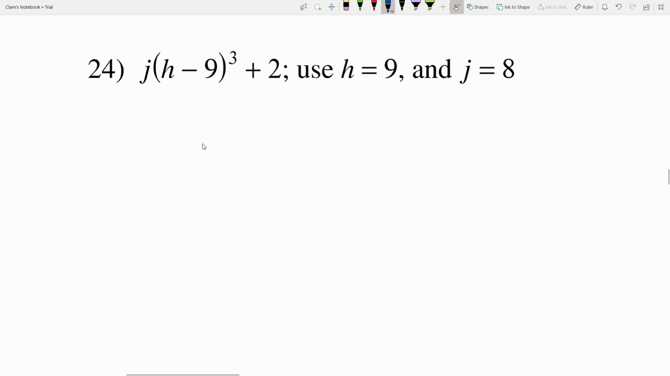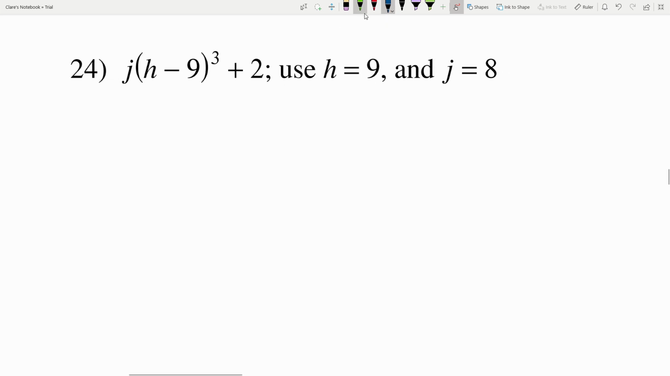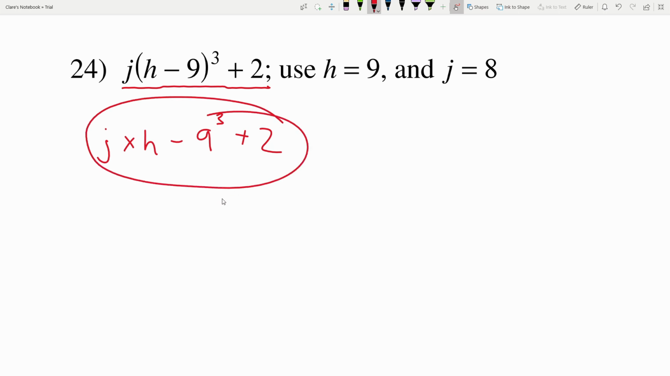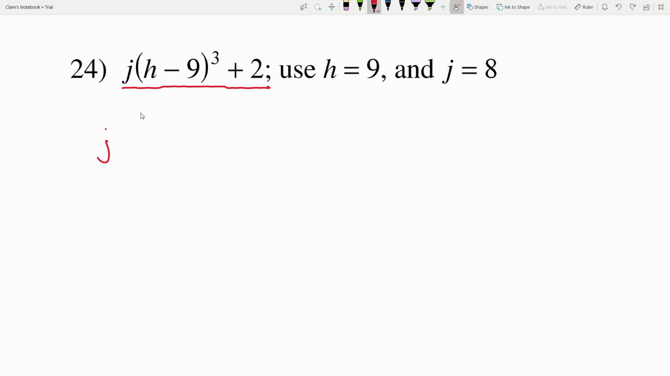And lastly, in this video, number 24, I have the expression j times h minus 9 cubed plus 2. And lots of times, especially if I'm stating a problem to somebody, if you just say j times h minus 9 cubed plus 2, it sounds like this, right? But it's not.